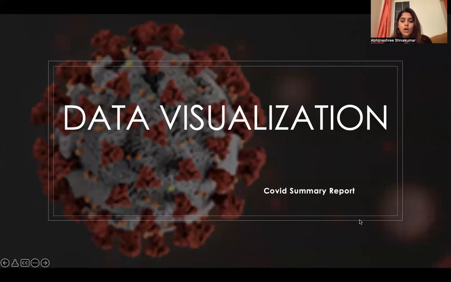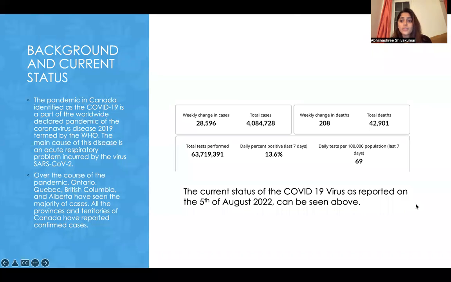As part of today's project, we will be talking about the COVID summary report. As we all know, COVID-19 is the global pandemic which was declared by the WHO in the year 2019, which saw its peak in 2020. Let's talk about the background and the current status faced in Canada in particular.